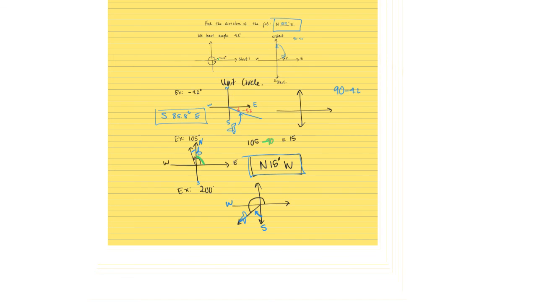So let's see, if I did 200 minus 180, that doesn't quite work, because that would just give me this angle, which isn't what I want. So let's try 270 minus 200. That's going to be the right thing, because what we wanted is just this little amount. Then we write our answer as a bearing. We originally faced south, then we're going to turn 70 degrees towards the west.